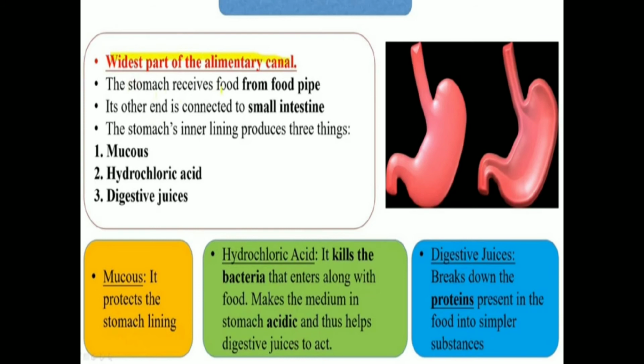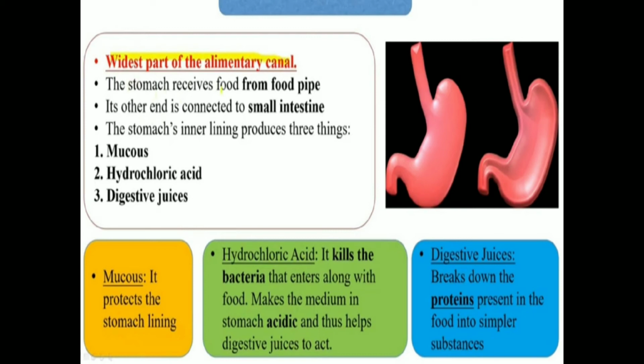Okay, the stomach is the widest part of the alimentary canal. The stomach receives food from the food pipe and the other end is connected to the small intestine. So the stomach's inner lining produces three things: mucus, hydrochloric acid, and digestive juices.